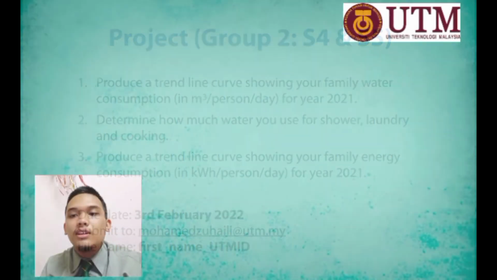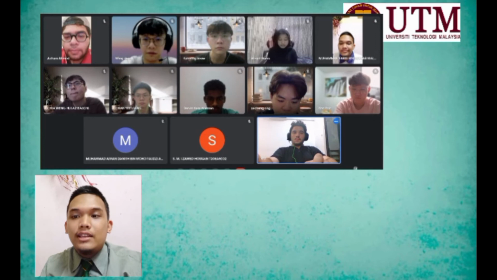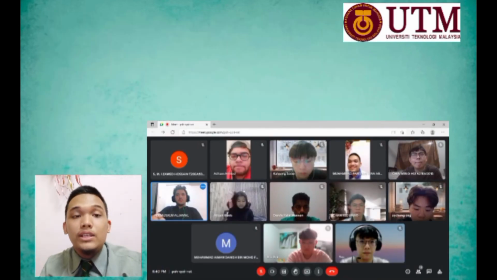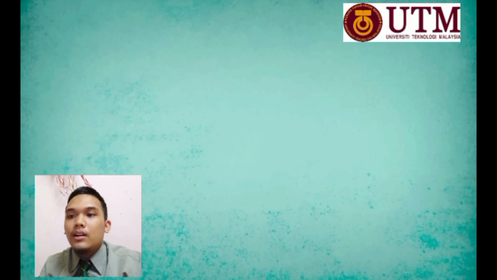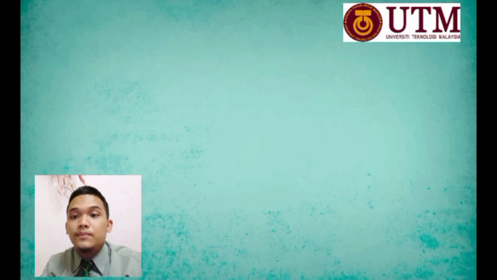This assignment was given to the K2 group. They have to answer 3 questions, and we, group 4, have discussed with group 35. In the assignment, they have to answer 3 questions related to environmental engineering. The first question is they have to produce a trend line curve showing their family water consumption for the year 2021. So this is an example from Tae Hong from group 35.